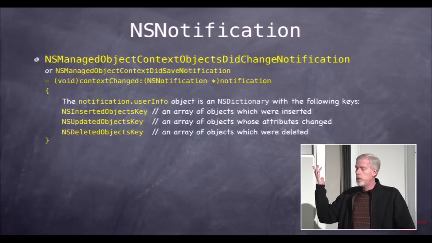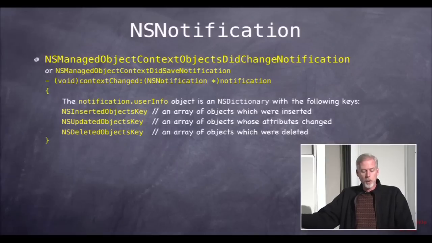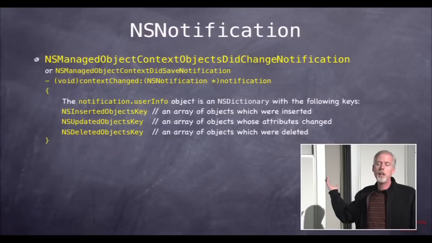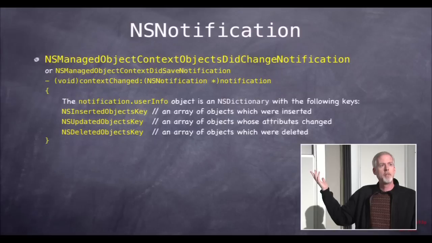Now, how do I know that this notification's userInfo has these? I read the documentation for NSManagedObjectContext, and it says, I broadcast on this radio station, and here's the things that I'll provide you in the userInfo. Got it? It's this documentation thing.